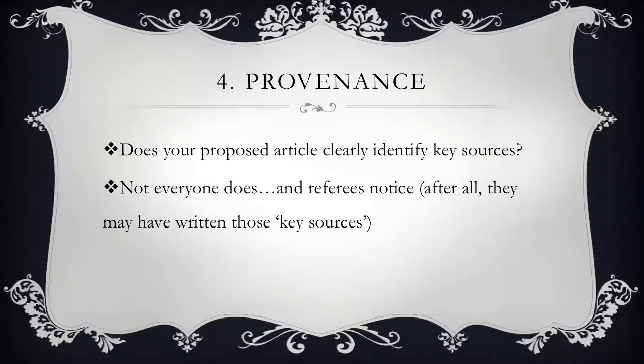The fourth rule, provenance. One rule of scholarship, isn't it, that you have sources and that you quote sources. Those sources indicate scholarship that's gone before. So, does your proposed article clearly identify the key sources in your area? Does it show that you understand where ideas come from? Not everybody does that, and referees certainly notice, because one of the reasons we may have selected them in the first place is that they've written those key sources. So, provenance, fancy word for origins. Make sure you recognize where your scholarship is situated, what the conceptual background is.